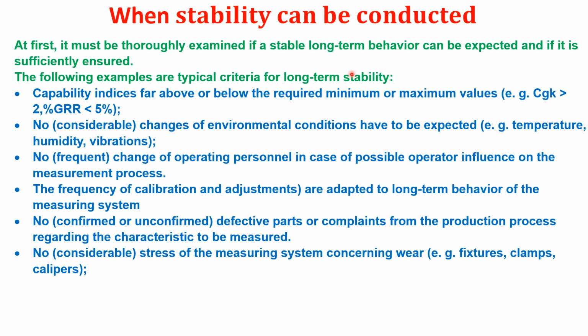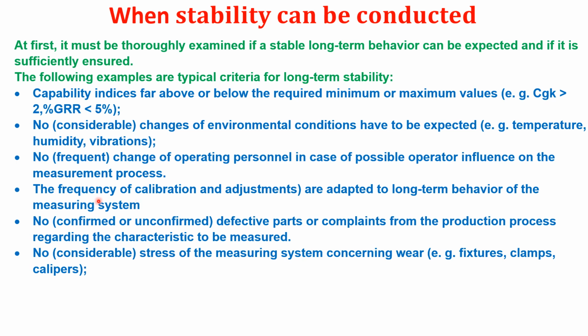What is the criteria for conducting a stability test? Following are the requirements for when you can have the stability test. Capability indices should be above or below the required minimum or maximum value. That is, CGK should be greater than 2, and gauge R&R should be less than 5%. There should be no considerable changes in the environment conditions, that is temperature, humidity, vibration. No changes in the operating personnel in case of possible operator influence on the measurement process. So there should be a regular person.